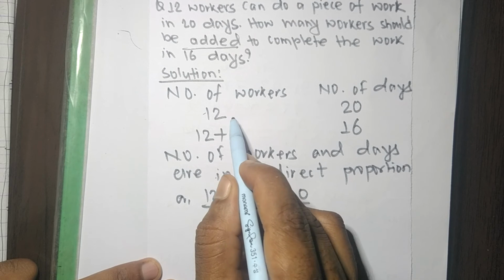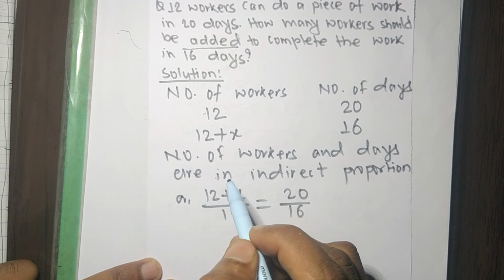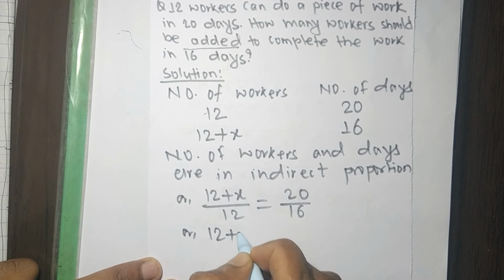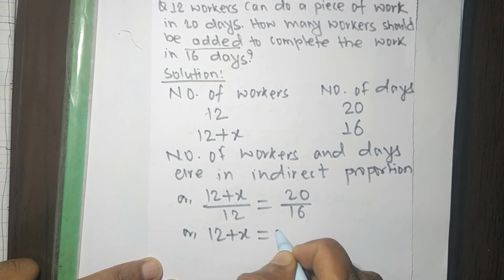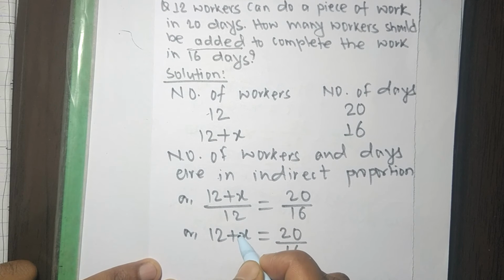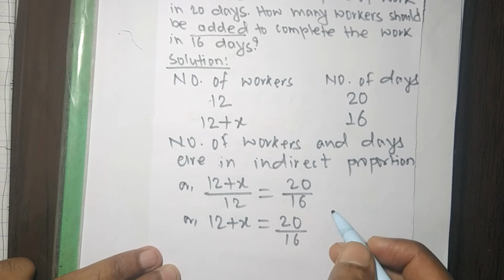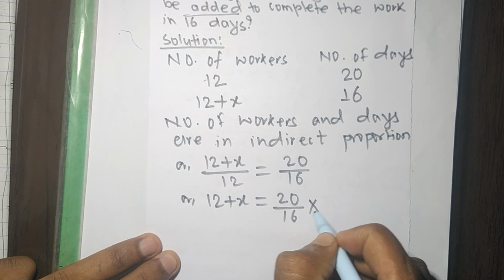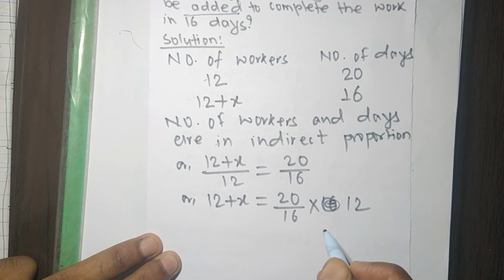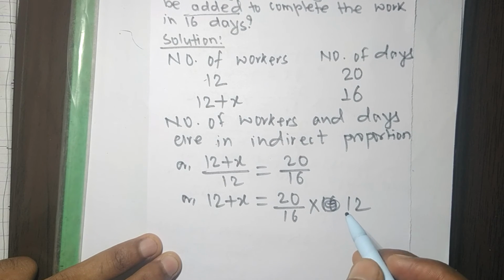So we can change it in case of indirect relation. So 12 plus x is equal to 20 by 16. This 12 in divide, move to the opposite side, it becomes multiply. Sorry, it is 12. So now we cancel these numbers.